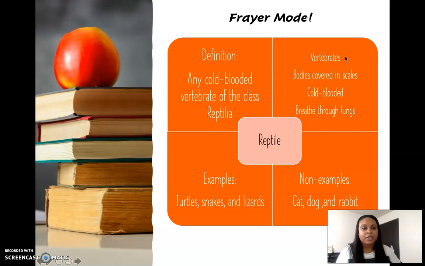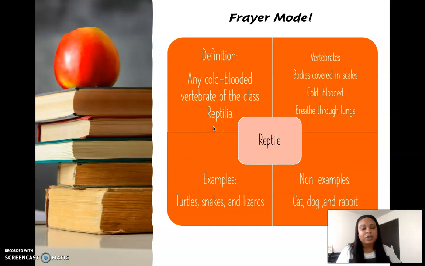Okay, so they're vertebrates, their bodies are covered in scales, they're cold-blooded, and they breathe through lungs. Okay, now it's important for a student to give more than one example. So for this, I chose 3. I used turtles, snakes, and lizards.